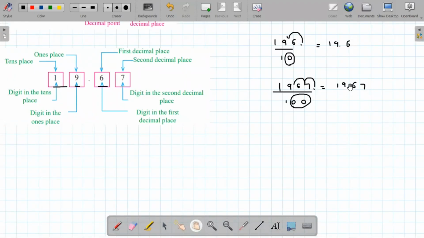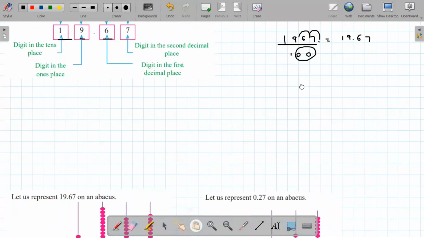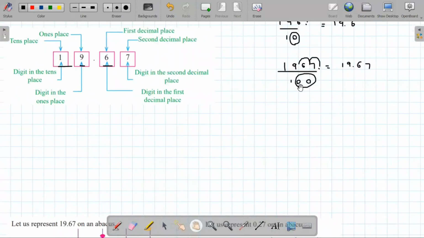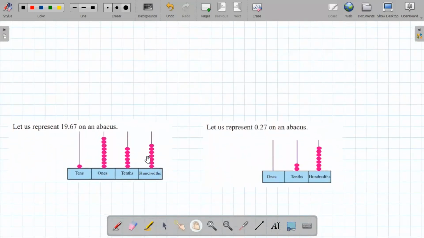We can't say nineteen point sixty-seven. After the decimal point, we have to start saying the numbers separately: 19.6 7. You can't say sixty-seven. That's completely wrong, right? So here, if I divide by 100, then the decimal point which was here moves up to this place. So it means this is the hundredths place, right? I think you could understand it very well, right?